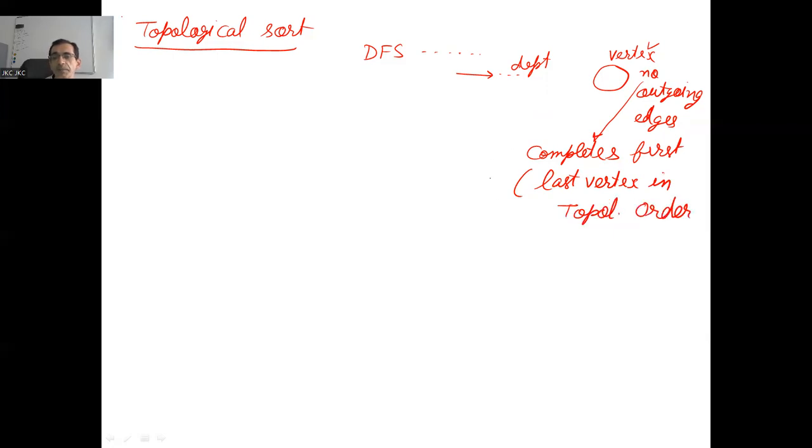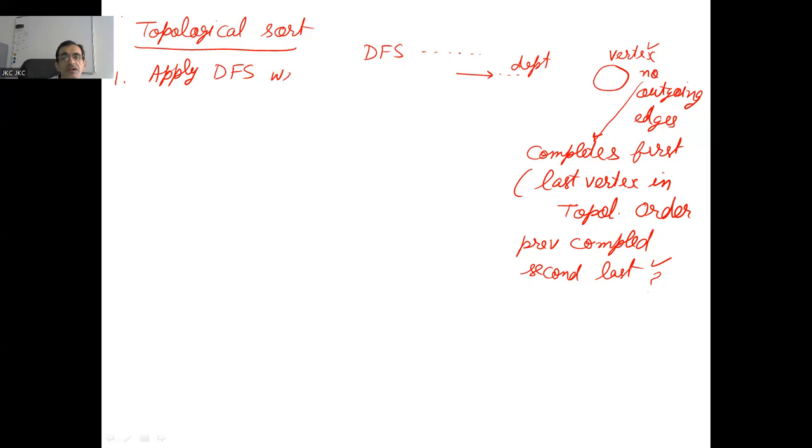Then the previously completed vertex will obviously come just before that. The previous completed can become the previous one, so that will become second last and so on. That gives me a clear idea of the reason and how DFS can be used. So now I say, effectively, I will apply DFS with a change, with another step.